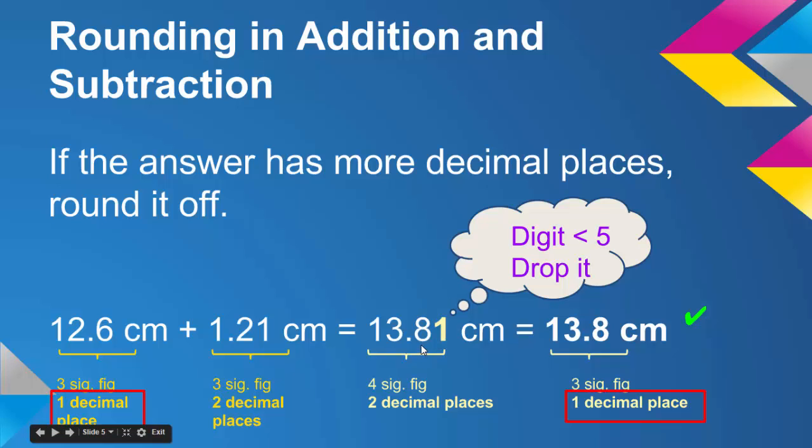I don't have to change this 8 at all. If I'm going to round this to the tenths place, I'm kind of thinking in my head, is this closer to 13.8 or 13.9? Well, it's closer to 13.8 than 13.9, so I can just get rid of that 1, right? Exactly. We just drop it, and our final answer has just 1 decimal place, just like our least accurate measurement. That's good.